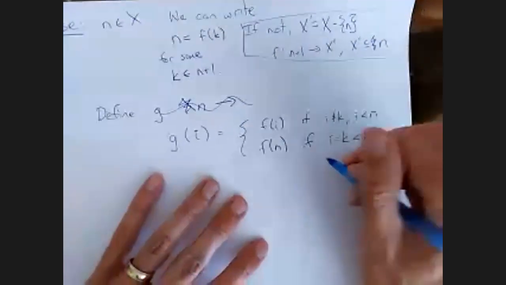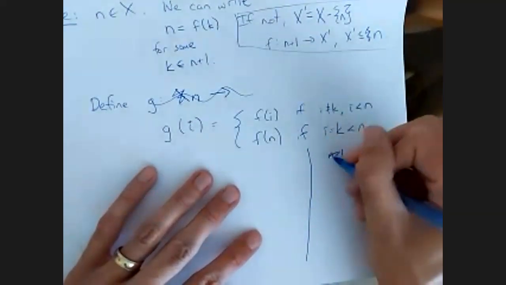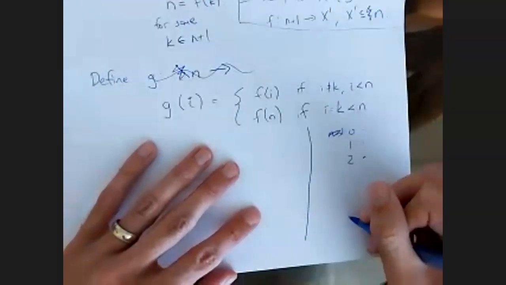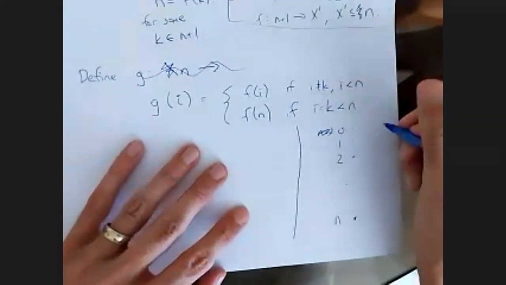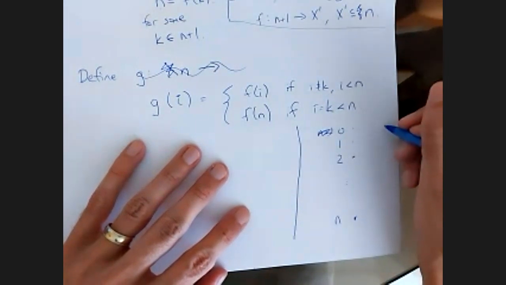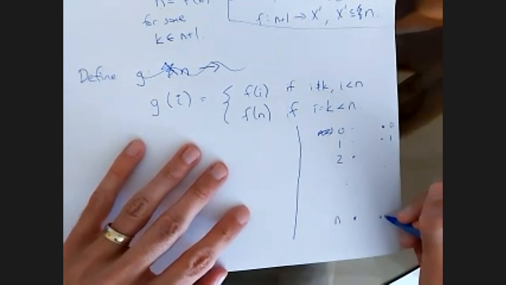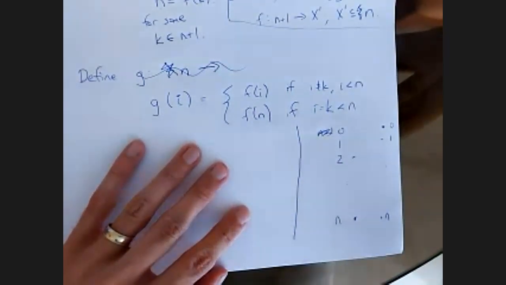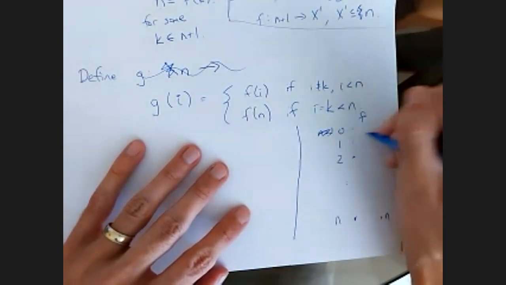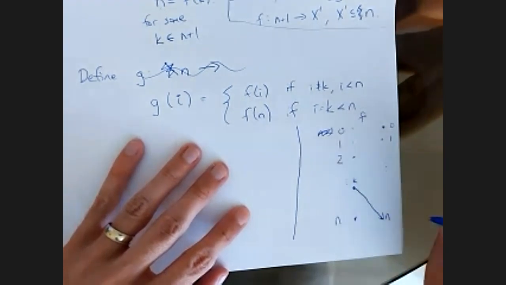What happens is, I'll try and draw a picture. Here's n plus 1. The elements of n plus 1 are 0, 1, 2, all the way up to n. And then we have a proper subset of n plus 1 on the other side. So f goes from here to here. And what we're saying is that k gets mapped to n by f.